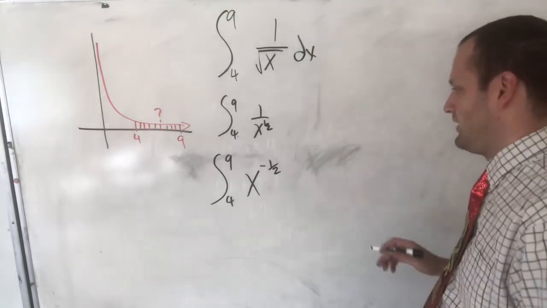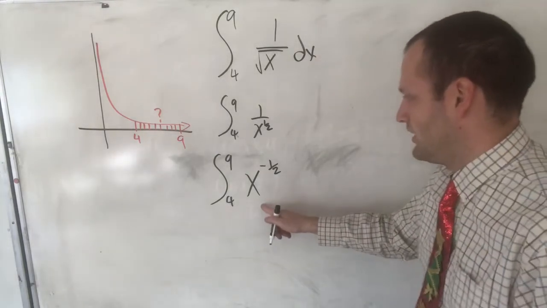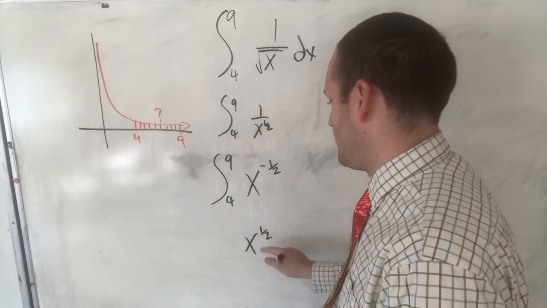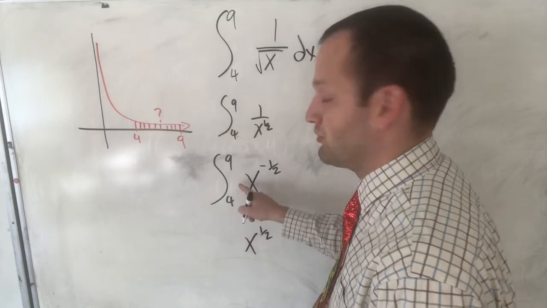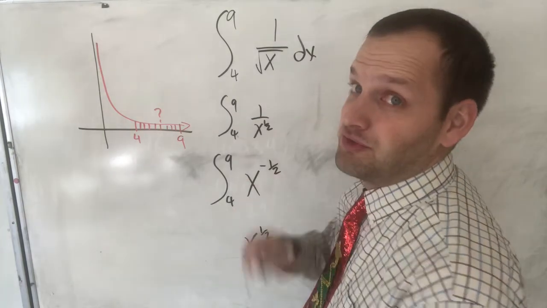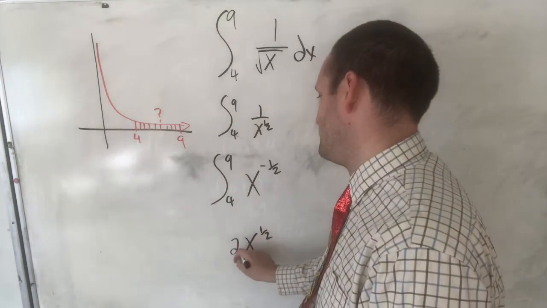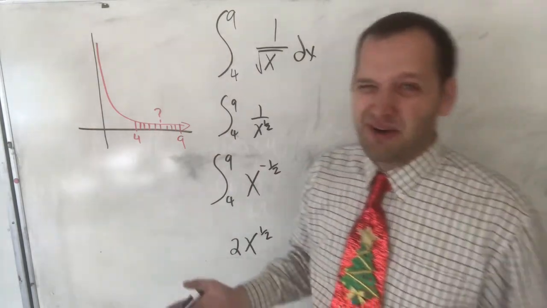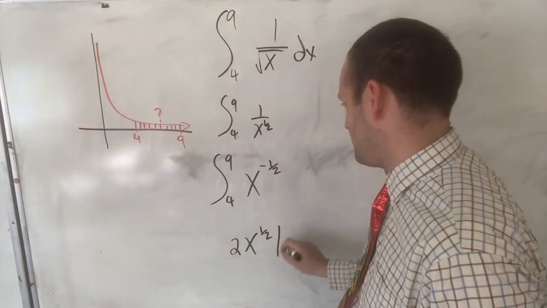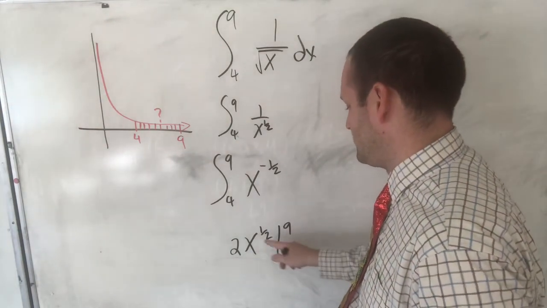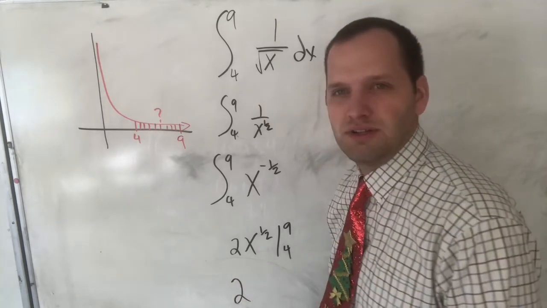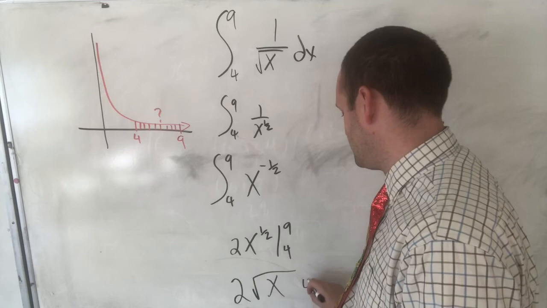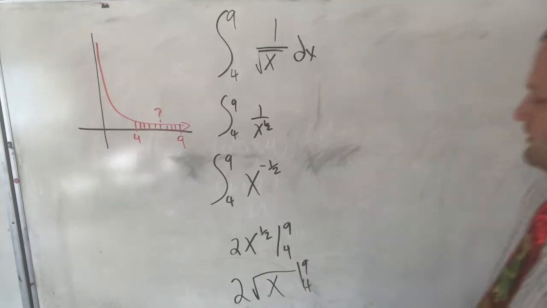Let's see what's next. Next, we're going to integrate. So we're going to add 1. That gives me x to the 1/2 power. 1/2 times what equals 1? The answer is 2. 1/2 times 2 is 1. So this is the integral of this. Well, 1/2 power, what does that mean? It is just a square root. So it's 2 times the square root of x from 4 to 9. Well, this one's going to be pretty easy.